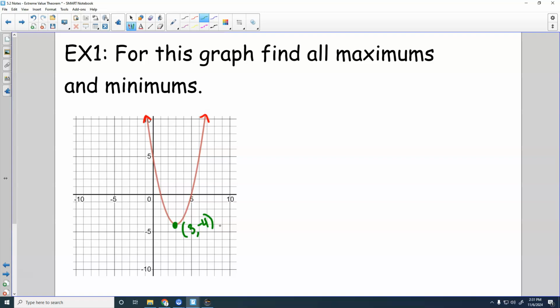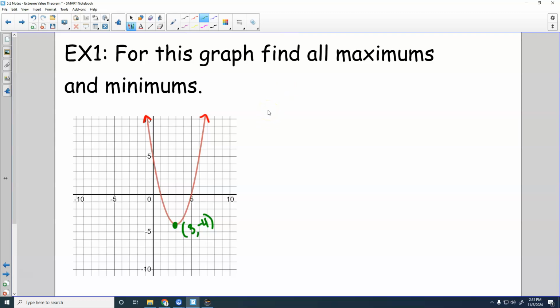Well, I don't know if that's entirely true. Most absolute maximums can also be relative maximums. Right? So this here is an absolute minimum, but you could also call it a relative minimum. When both apply, you want to use the most specific. So this would be your absolute minimum.